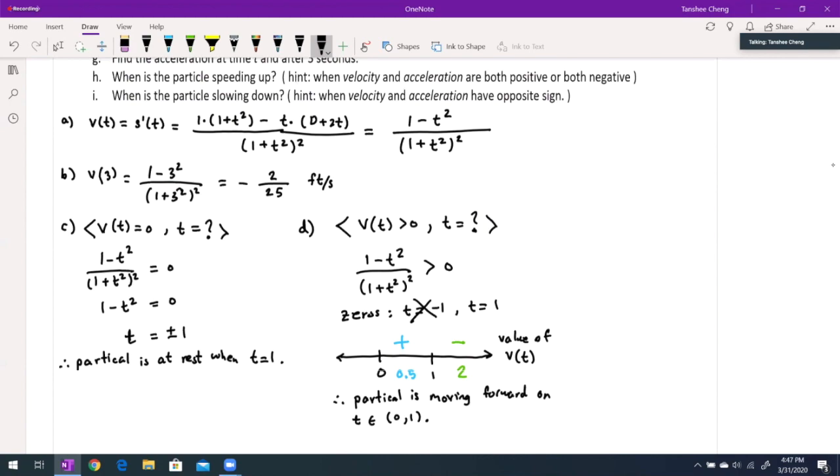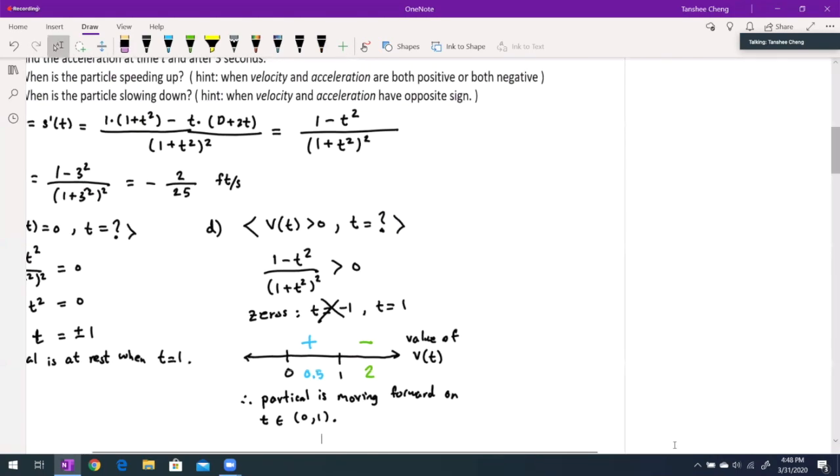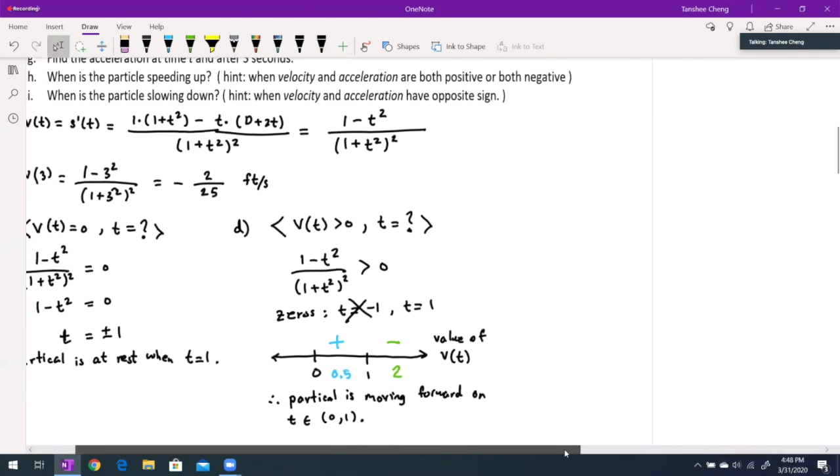So if they ask you when the particle is moving backward, that's basically talking about what? When the value of the velocity function is negative. So in this case, anything between 1 through positive infinity, the particle is moving backward. But that's not what the question asks us. So continuing, what is the next part of this question?